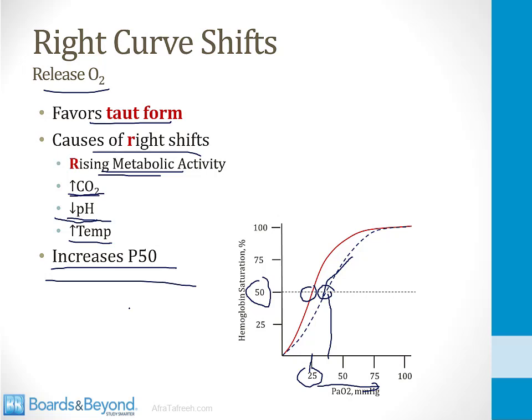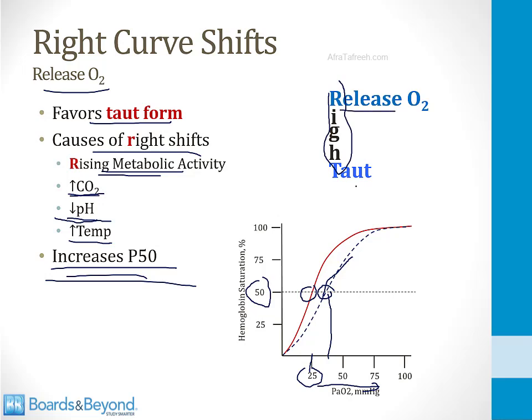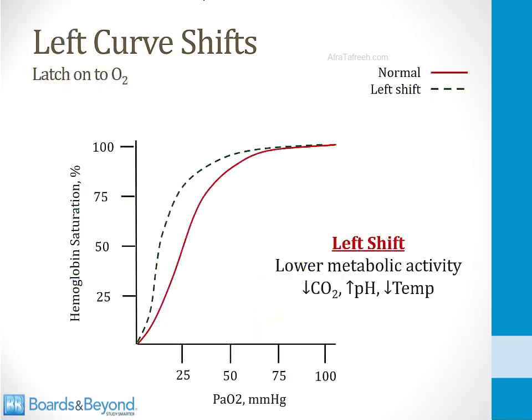So therefore, we can say that any rightward shift increases the P50, which is simply a number used to describe where hemoglobin is in terms of oxygen dissociation. And if you want a simple mnemonic to remember all these things with, just remember that the word right starts with R, which stands for release oxygen, and it ends with T, which stands for favors the taut form of hemoglobin. And if you understand rightward shifts of the hemoglobin dissociation curve, it's very easy to understand left shifts.